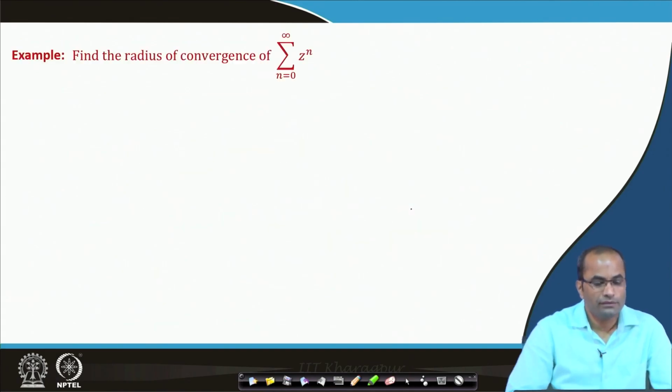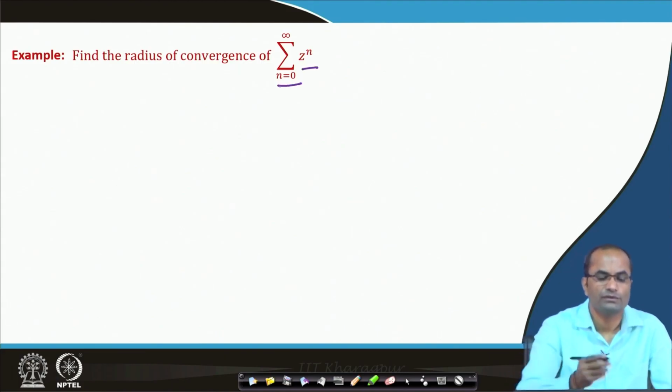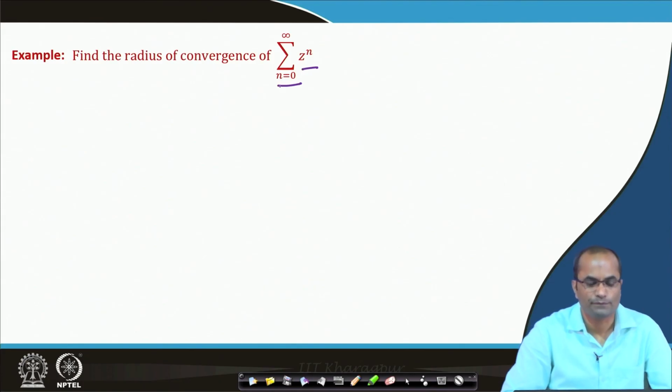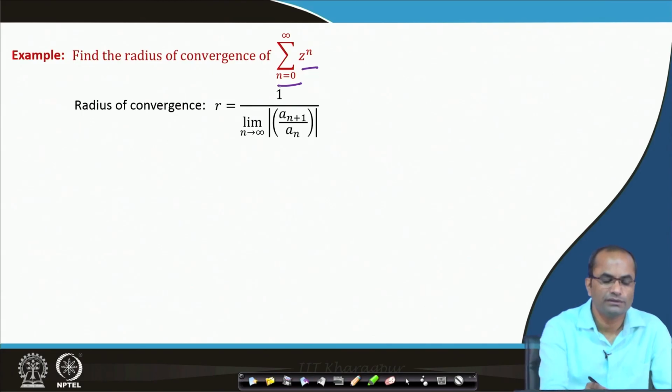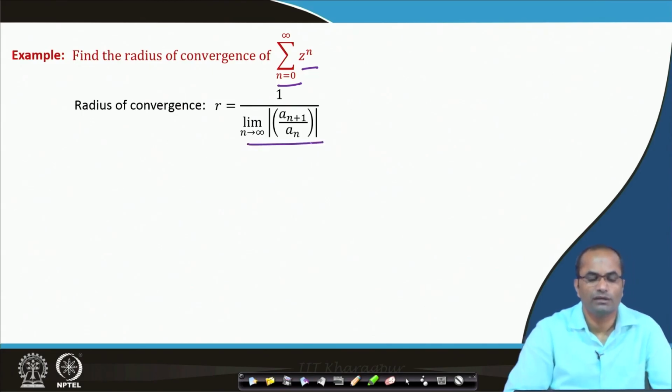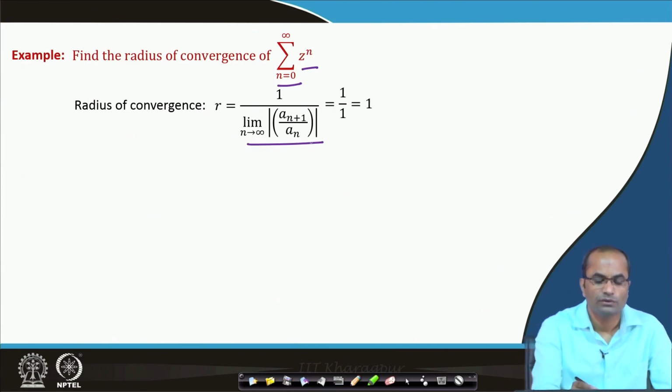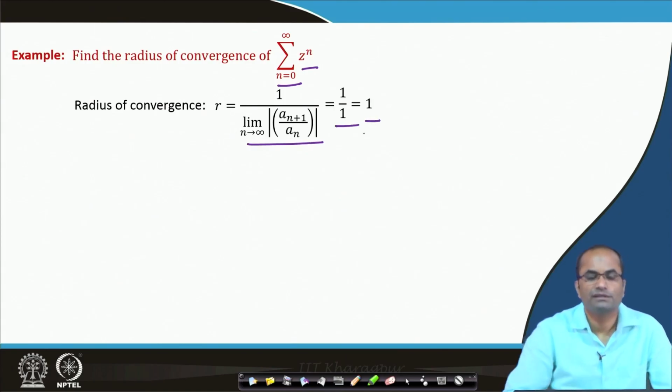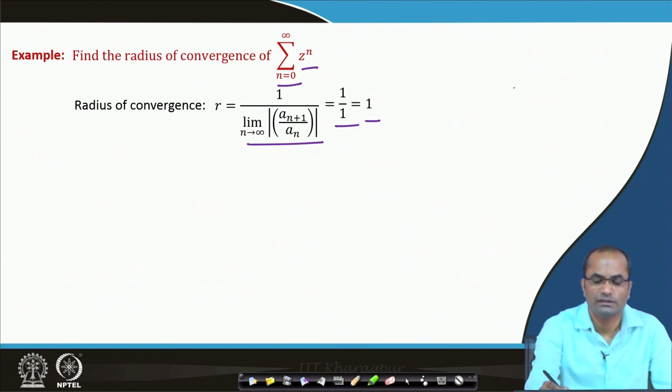Well, so here for instance, if you want to find the radius of convergence of this series z power n, where the sum is over n from 0 to infinity, the radius of convergence, again we can apply this formula. So, here the coefficients are 1 for each term. So, we get just 1. So, that means the radius of convergence for this series is 1.